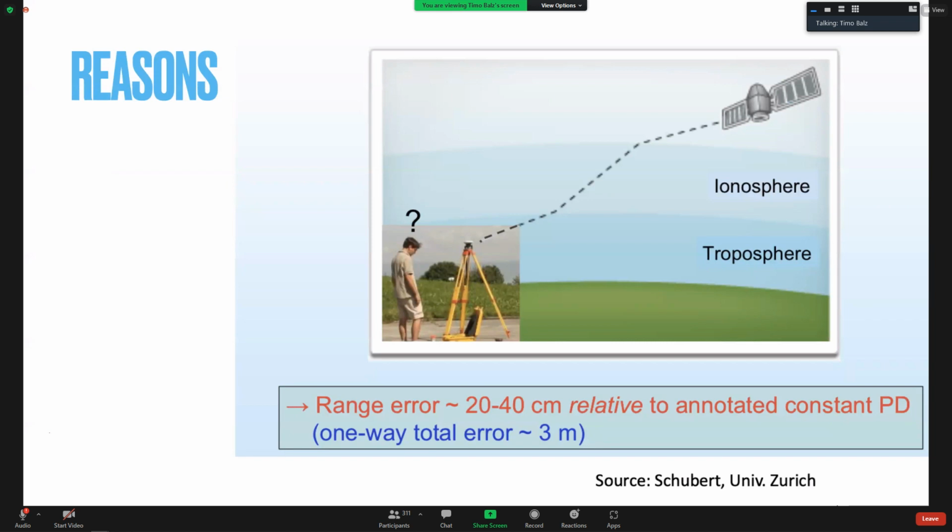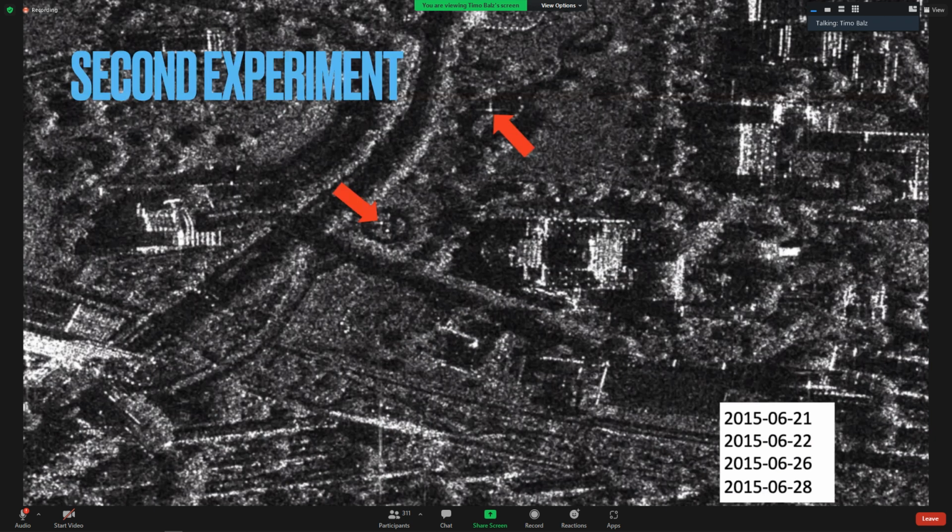So we have an error of 1 meter, 2 meters, which we call the static atmosphere, which is rather constant going through the ionosphere and the troposphere. And then we have a 20, 40 centimeter error, which is caused by differences in the humidity, the air pressure, and so on, which is dynamically changing in the atmosphere. So we tried to correct for some of them.